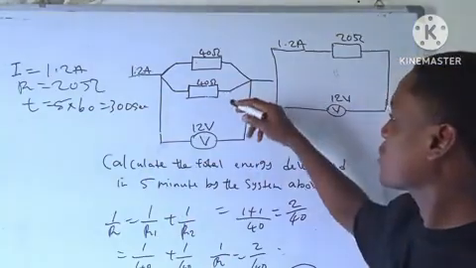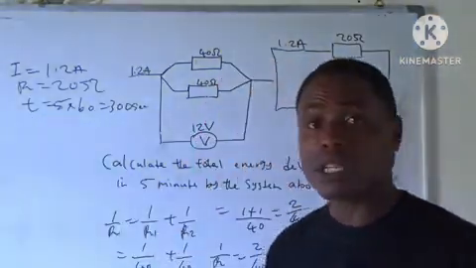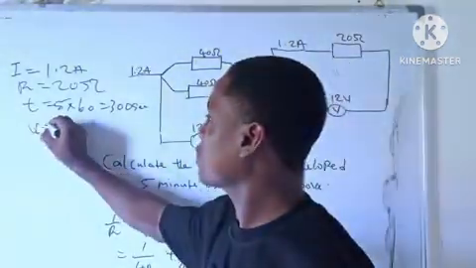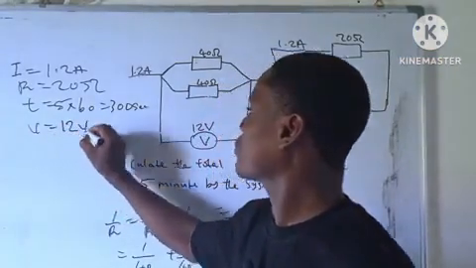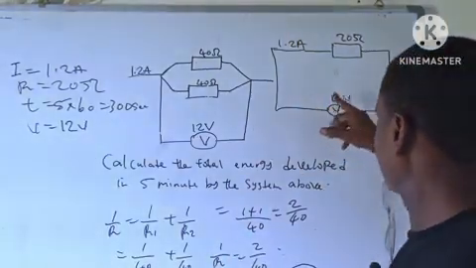Now the last thing is what? We are given volts, which is the potential difference, right? Let us write V equal to what? 12 volts. Okay. Are we done? I think we are done.